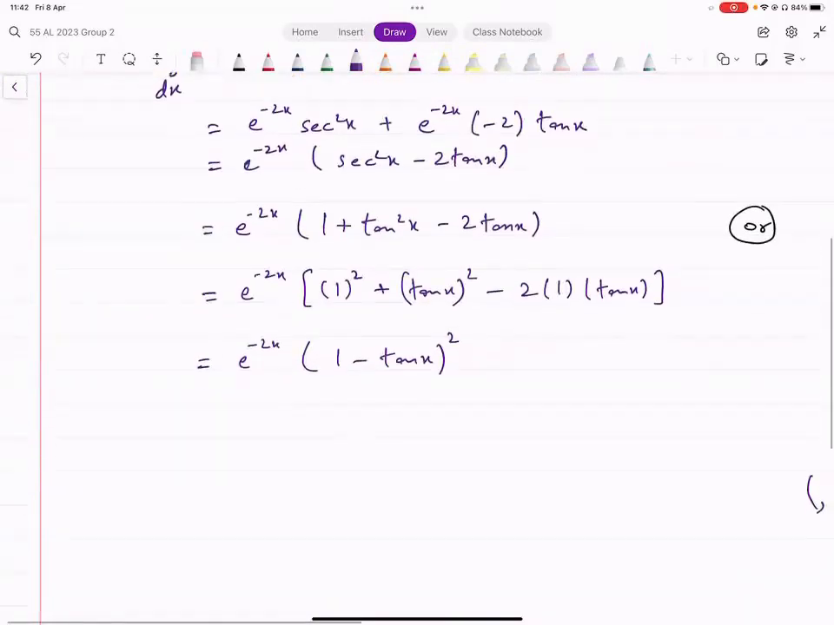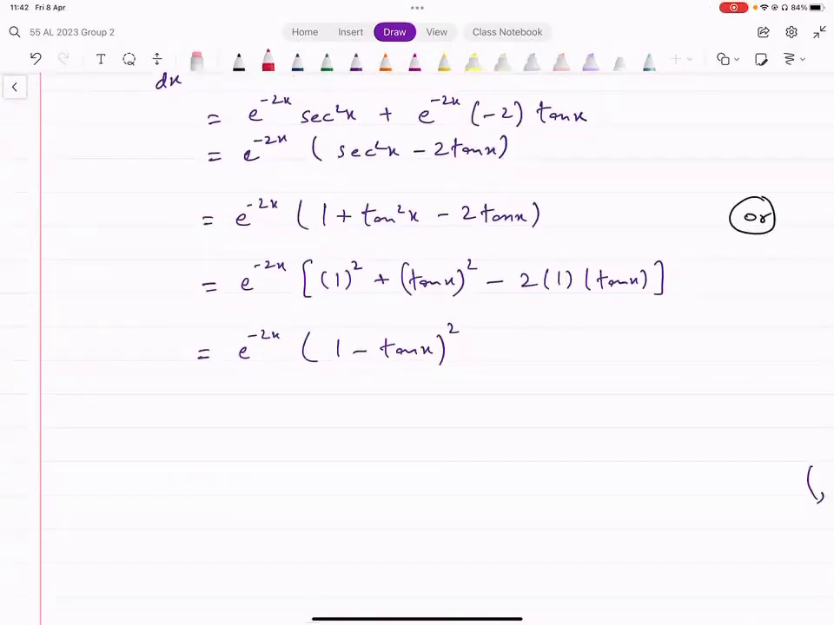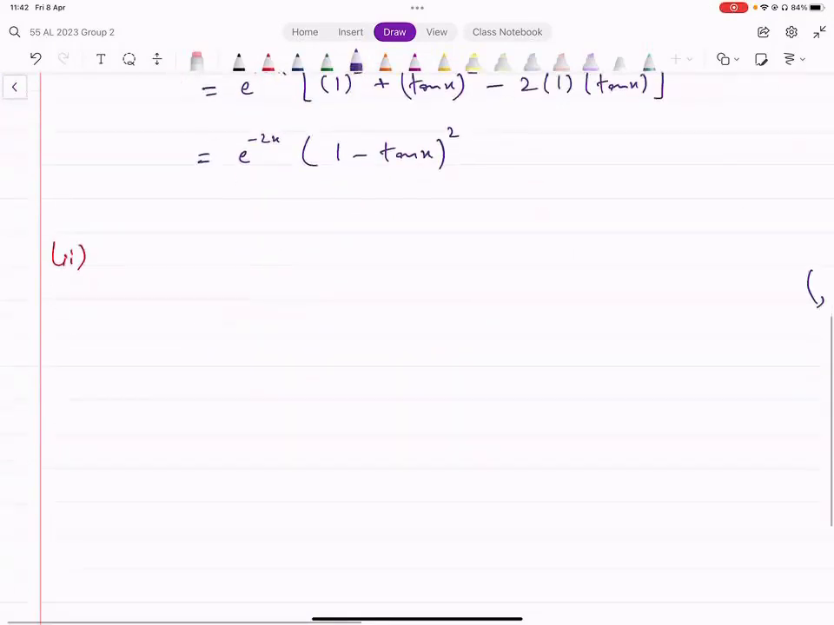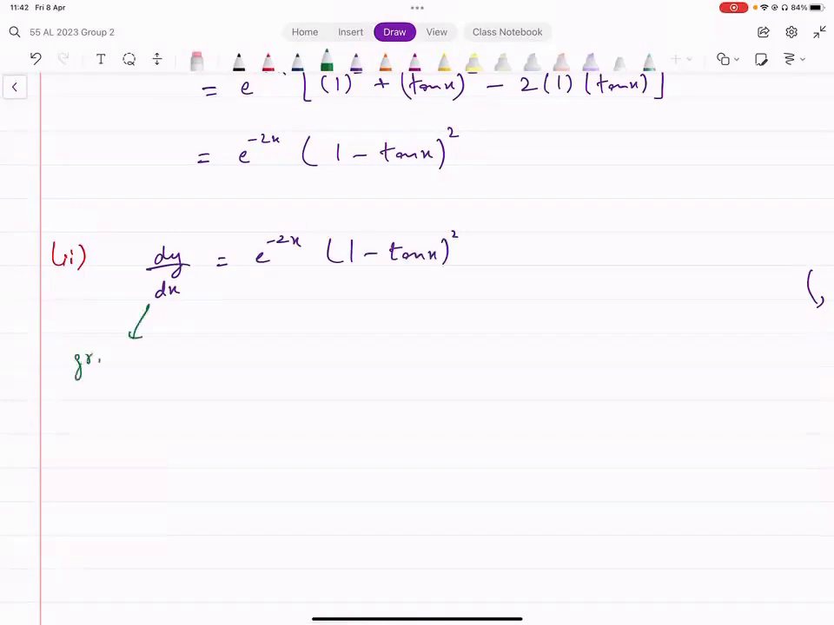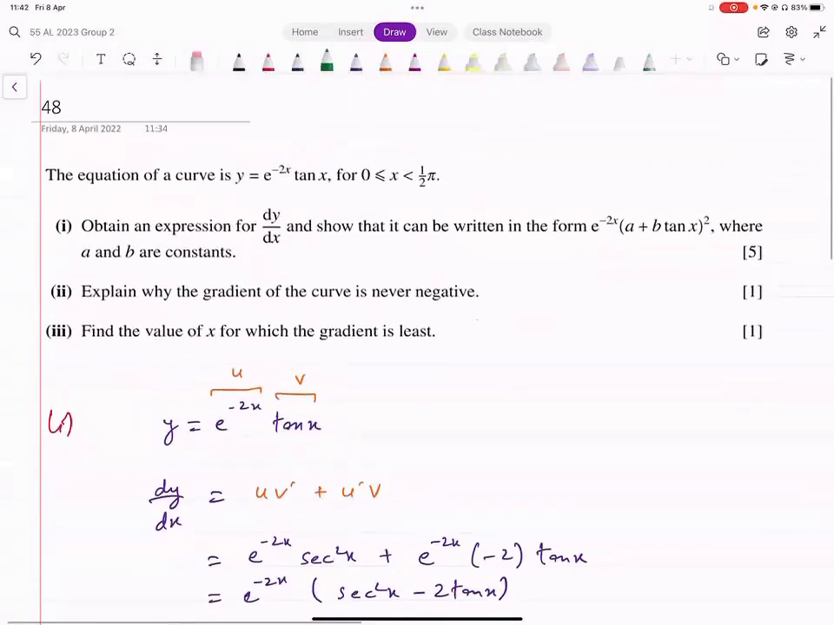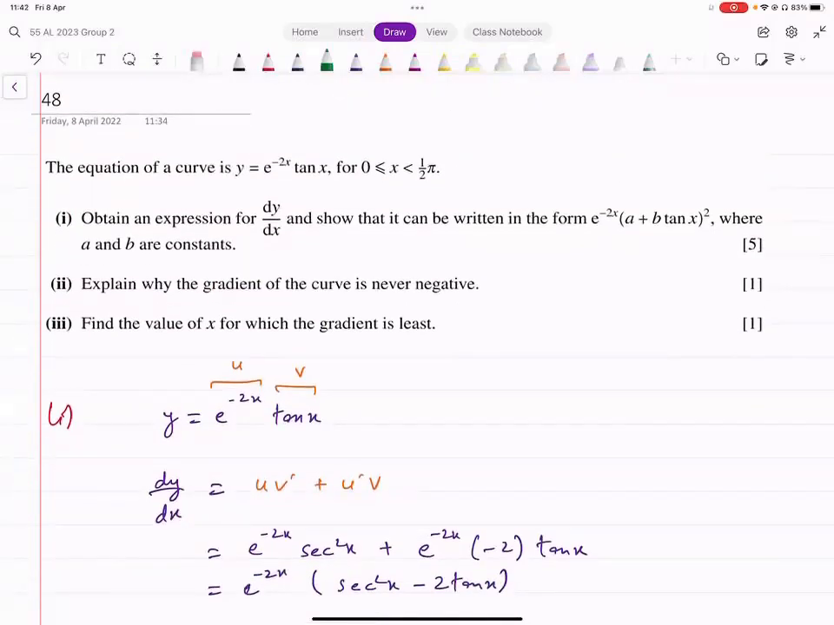What's the gradient of the curve? It's dy over dx. dy over dx equals e raised to power minus 2x into 1 minus tan x whole square. dy over dx क्या represent कर रहा होता है? Curve का gradient. Why is this thing never negative? एक तो स्क्वायर है, ये तो हमारे पास ही आ गया. इसके लिए आपने क्या एक्सप्लेन करना है, so you have to write down the reasoning for this.